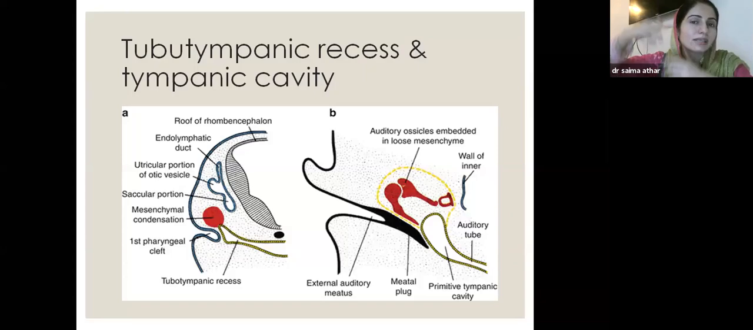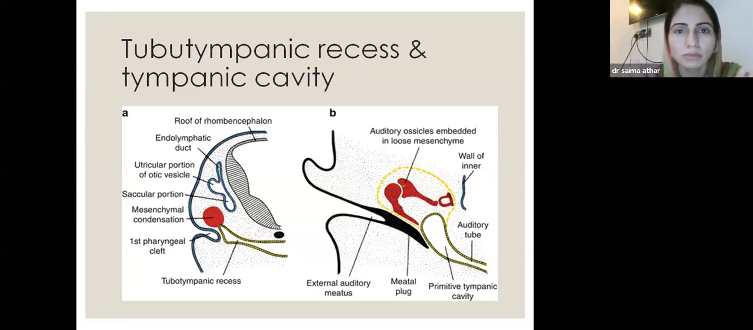But till this point, there is no communication. They will just be opposed. This is the first pharyngeal pouch, and this is the first pharyngeal cleft. First pharyngeal cleft will move inwards to form the external auditory meatus. First pharyngeal pouch will move posteriorly until these both communicate with each other. That point of union is the tympanic membrane. So tympanic membrane would basically be a combination of first pharyngeal pouch and first pharyngeal cleft.